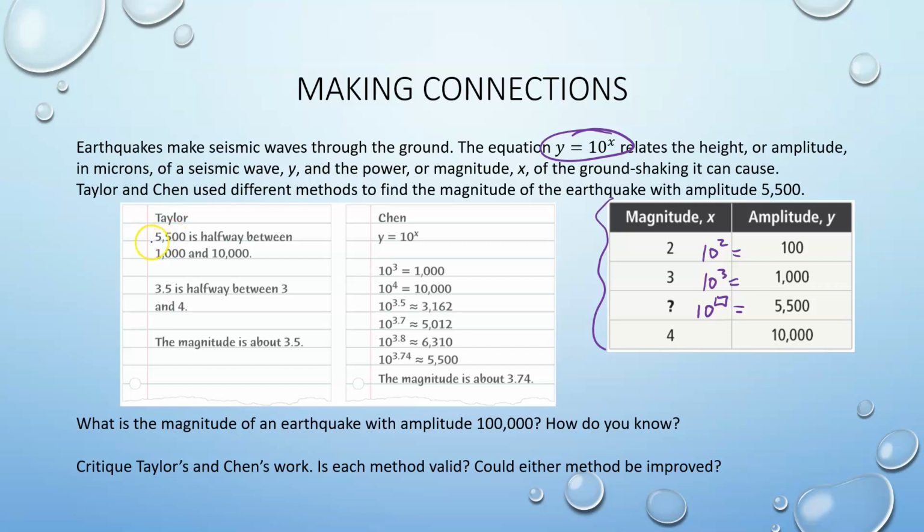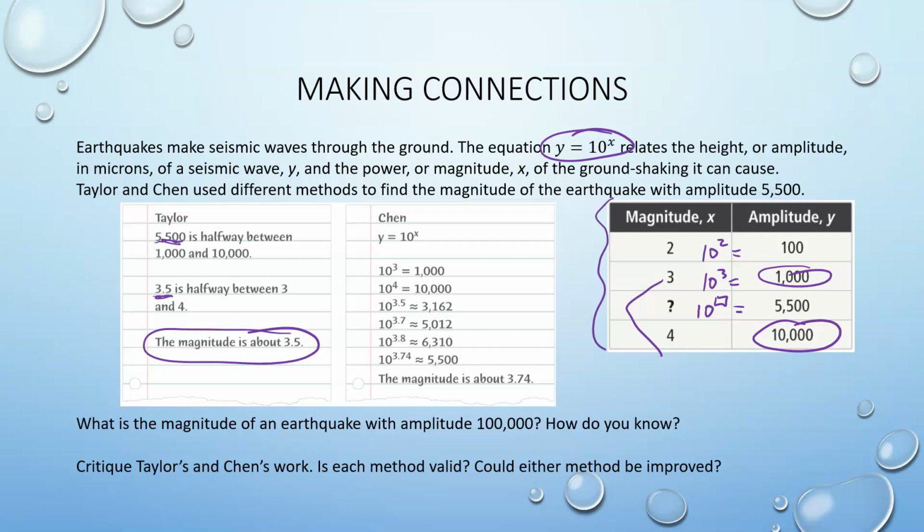Taylor said that since 5,500 is halfway between 1,000 and 10,000, okay, so between this one and this one, it's about halfway between, or it is halfway between. He argues that 3.5 is halfway between the 3 and the 4, so therefore he's going to conclude that it's about 3.5. Okay, that sounds like good reasoning to me.